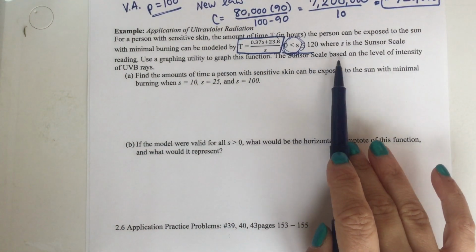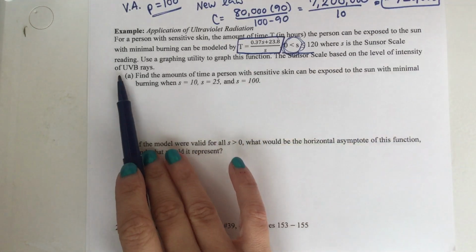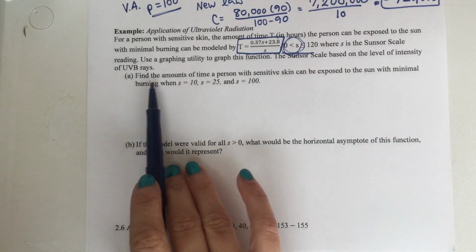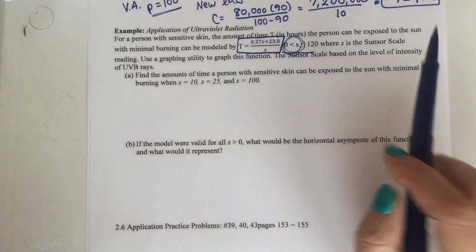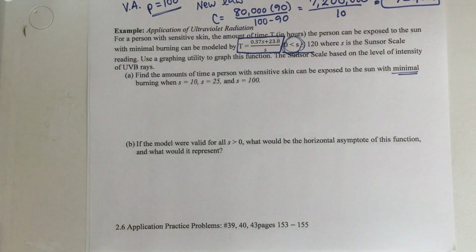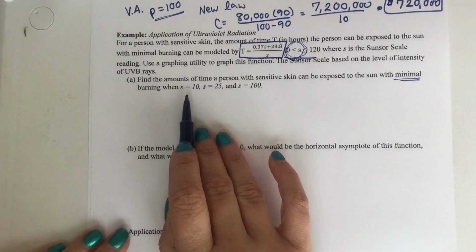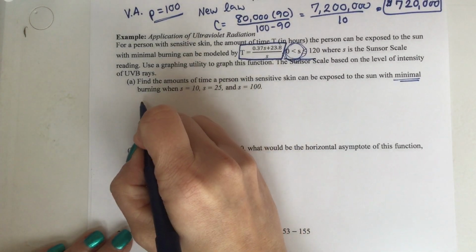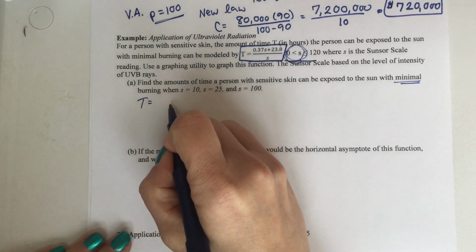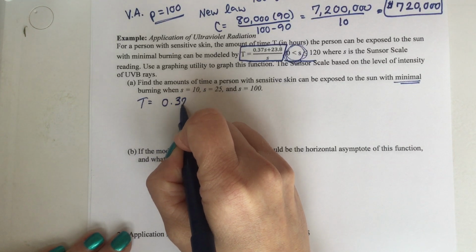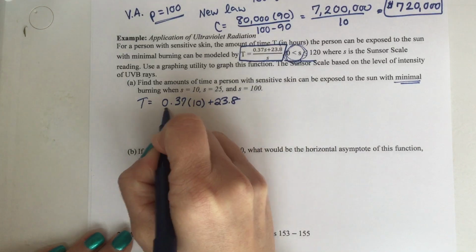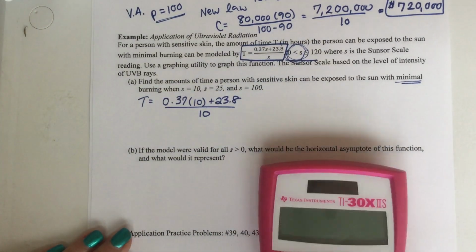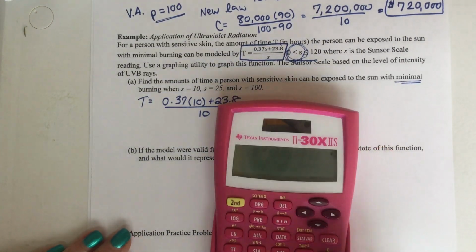The Suncer scale is based on the level of intensity of UVB rays. Find the amount of time a person with sensitive skin can be exposed to the sun with minimal burning if the Suncer scale reading is 10. So you guys, all we're doing is just filling this in. 0.37 S plus 23.8, divided by S. So this is if the Suncer scale reading is a 10.